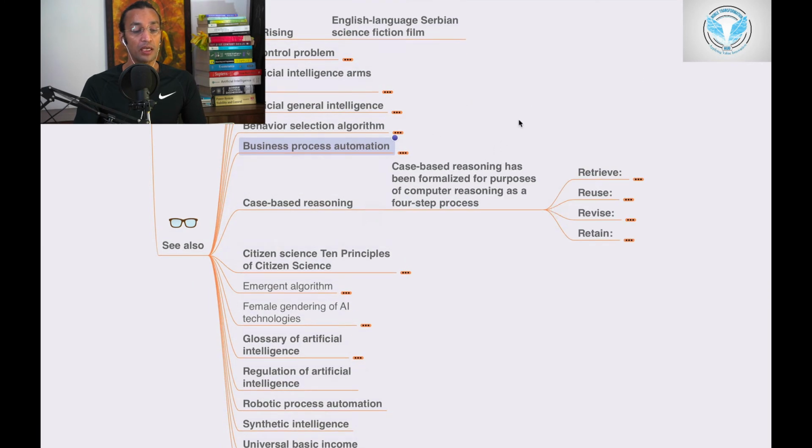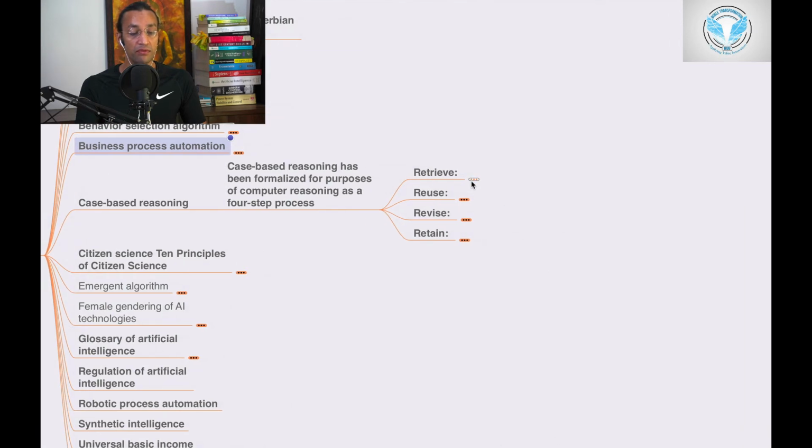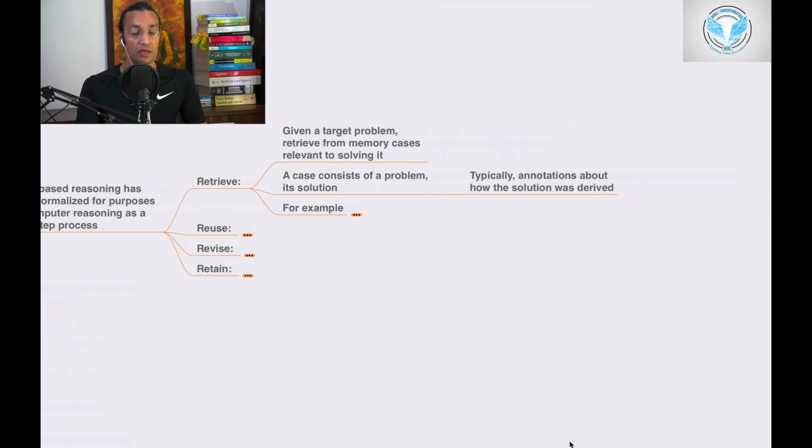Okay, and case-based reasoning has been formalized for the purpose of computer reasoning as a four-step process. Retrieval: given a target problem, retrieve from memory cases relevant to solving it. A case consists of a problem and its solution, typically with annotations about how the solution was derived.